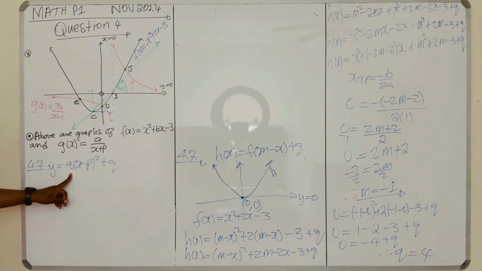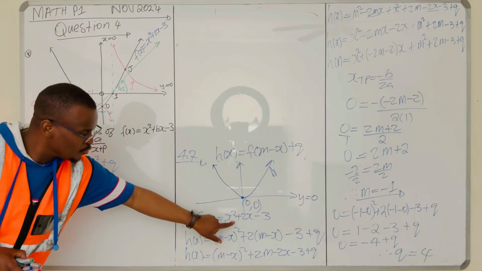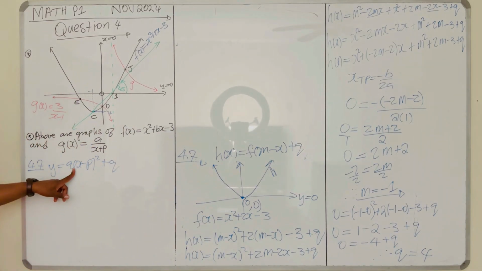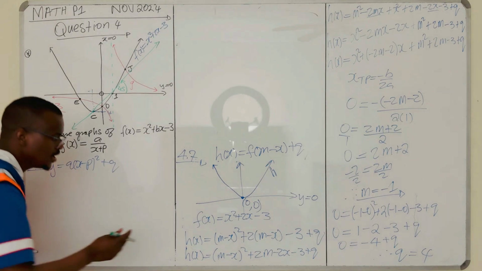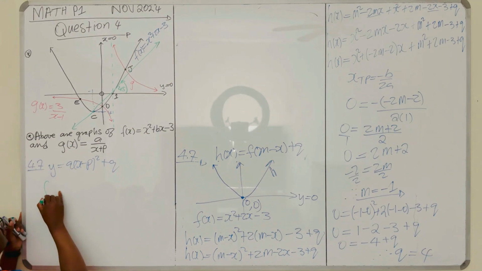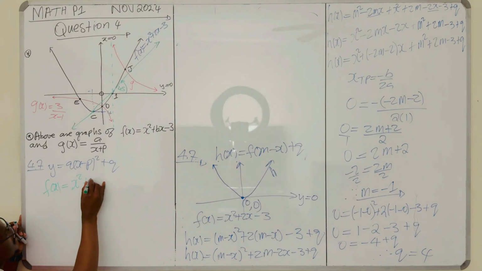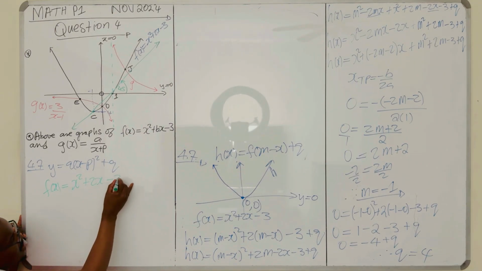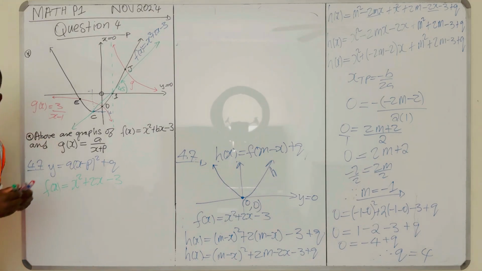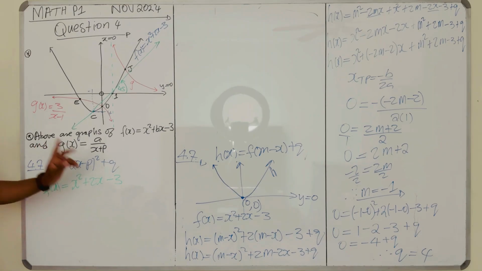So to move from this way of writing to this way, how do we do it? Oh, we have to complete the square. So let's complete the square. f of x is equal to x squared plus 2x minus 3. Rule number 1 for completing the square, make sure the coefficient of x squared is 1. Yes, it is 1. Rule number 2, take the constant to the other side.